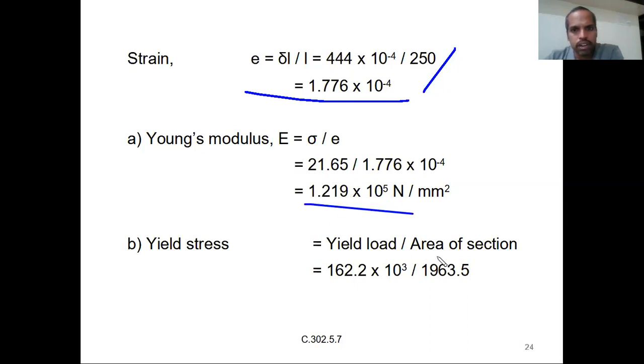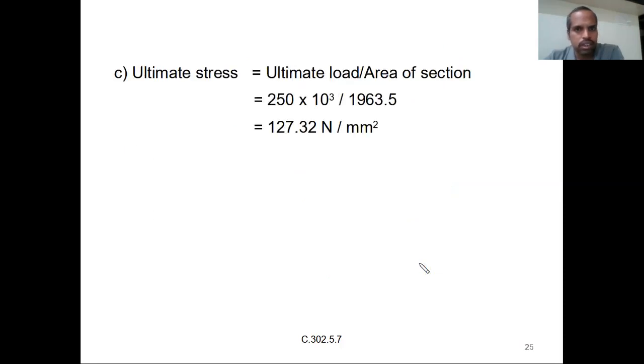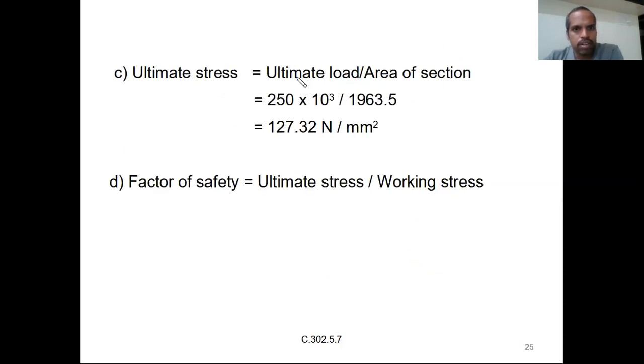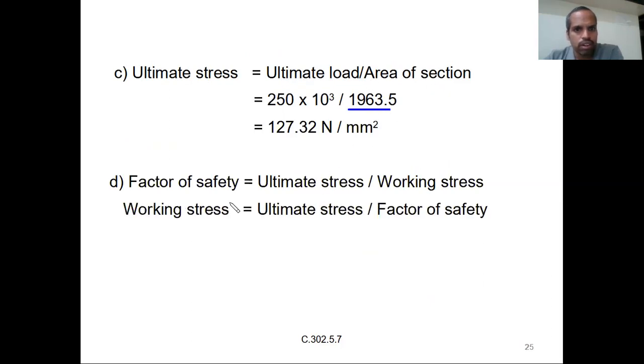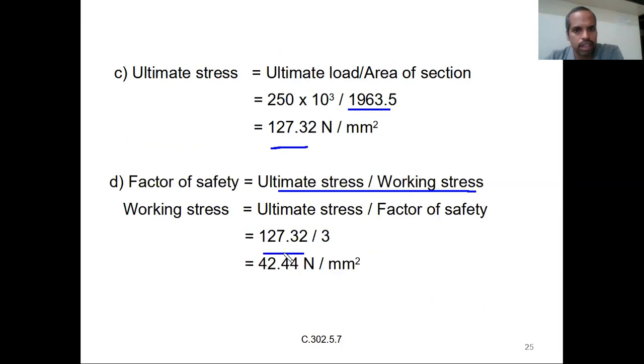Next, yield stress is yield load by area of cross section. This is the original cross section area. Be careful that this is the original cross section, not the reduced area after forming the neck. Okay, ultimate stress is equal to ultimate load by area of cross section. This is again the original cross section area. Next, factor of safety is equal to ultimate stress by working stress. Right, working stress is equal to ultimate stress by the factor of safety. Ultimate stress is already calculated. This is working stress.